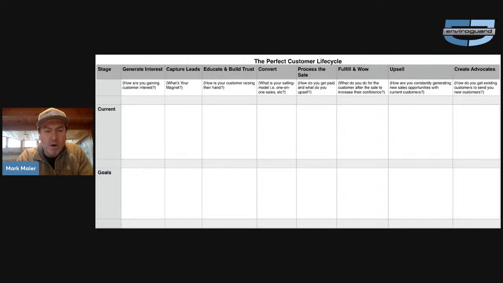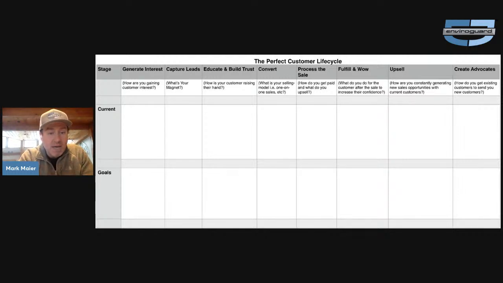I don't want to just call it a marketing plan because this is overall how you interact with a customer, right? There is the generation of interest. There's lead capture. There's educating and building trust with the customer. There's the conversion itself, which is when the sale happens. There's the processing of the sale, fulfilling and wowing those customers, upselling customers, and then finally creating advocates for those customers to repeat the cycle, right?